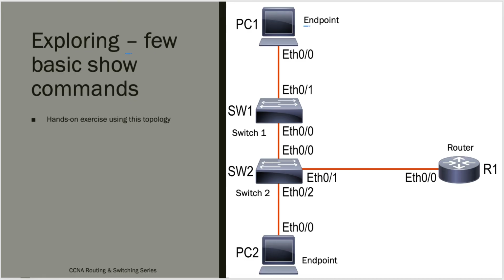For our hands-on exercise, we will be using this topology. In my topology, there is a router, and that router is connected to one of our switches, and the name of that switch is switch 2. Switch 2 connects to another switch, and the name of that switch is switch 1. With switch 1, we have one endpoint connected, and with switch 2, we also have another endpoint connected. So this will be the topology that we will be using for our hands-on exercise.